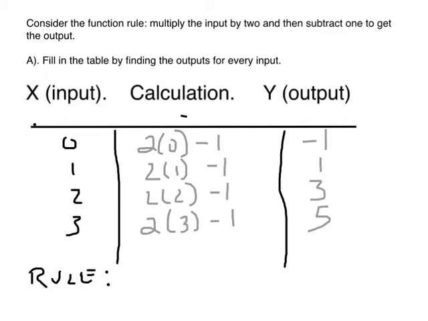Then they said create a rule for this. Well, what's going on every time? Well, what am I doubling? I'm doubling the x part here, this input piece that we just did. So all you have to do for your function, remember the old equation, y equals, well, what's happening to x? You're doubling it. And what's happening every time? You're subtracting 1. That will be the function rule for this.